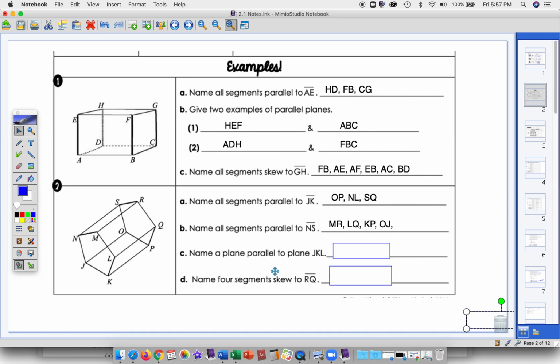Name a plane that is parallel to plane JKL. So we've got JKL, and again, there's lots of choices in how to name the plane. You just need 3 points, and I went with OPQ.